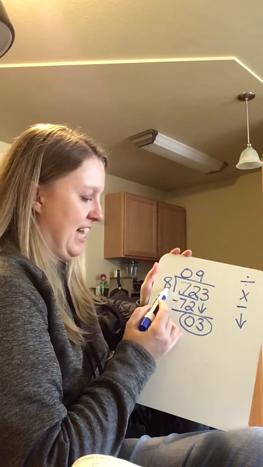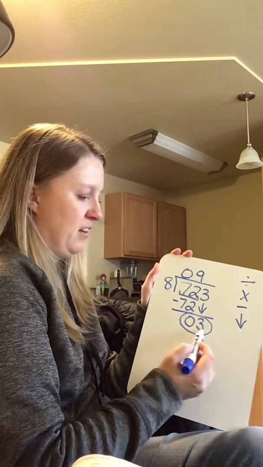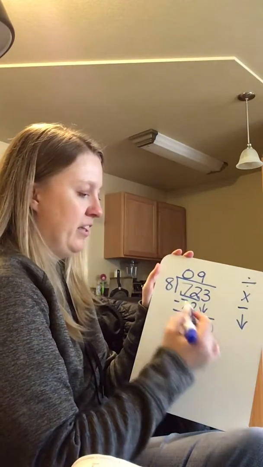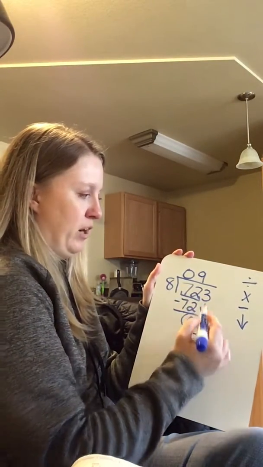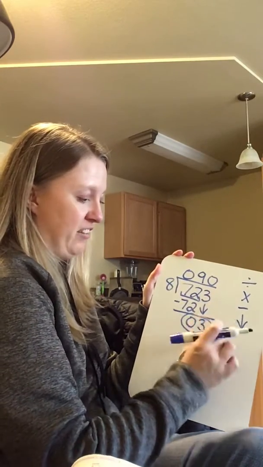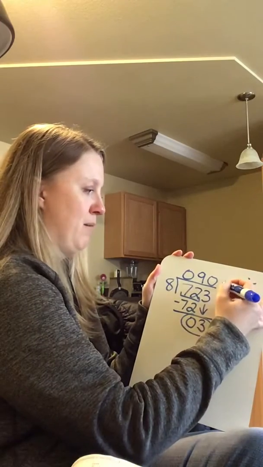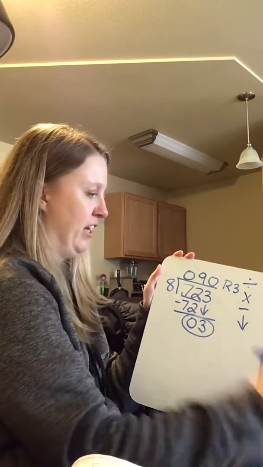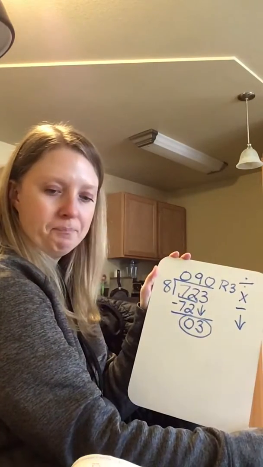How many times can 8 go into 3? Well, like up here, it can't. 8 is already bigger than 3. So if it can't go in, we're going to put a 0 again. There's nothing left to bring down. There's nothing left to expand, so that just became our remainder. It's a funny little problem, huh? So our final answer, 90, remainder 3.